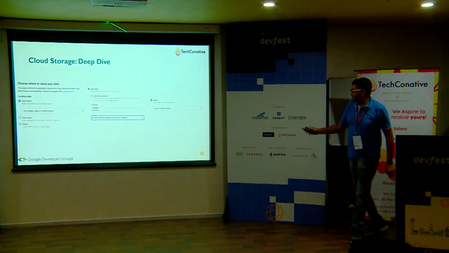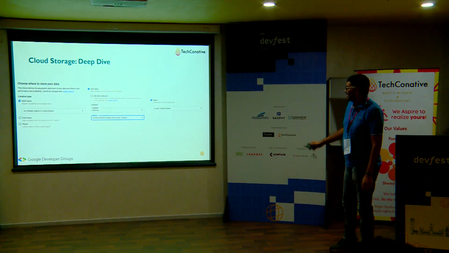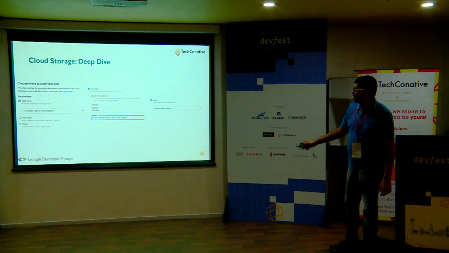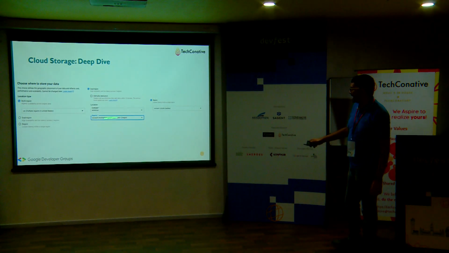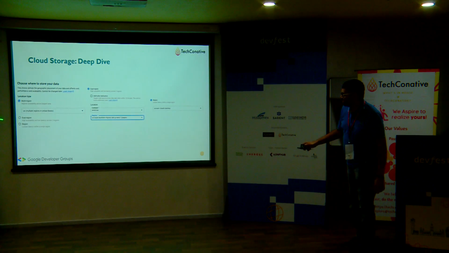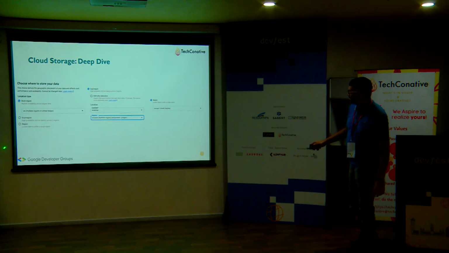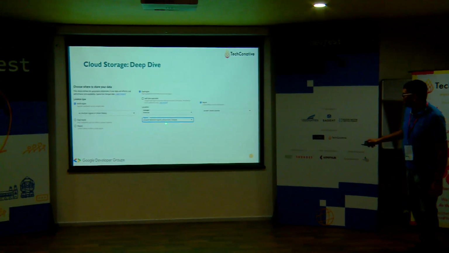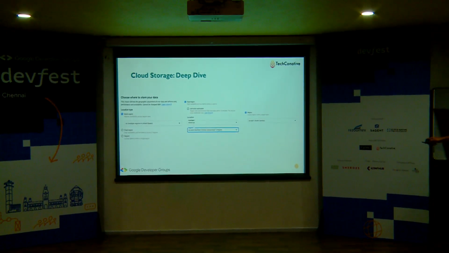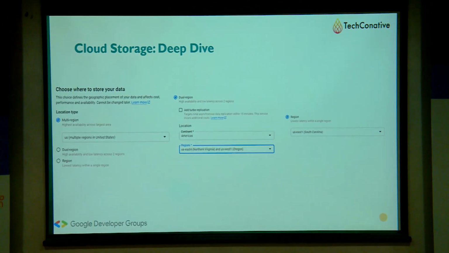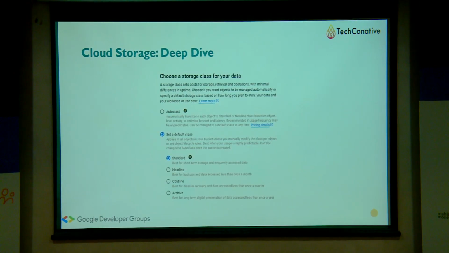This is more about the configurations of storage. You can choose the region, and you can also choose whether you are going to support multiple regions, dual regions or a single region, and where you want to host it. Those are the kinds of configurations you can set in GCP when you are creating storage buckets.